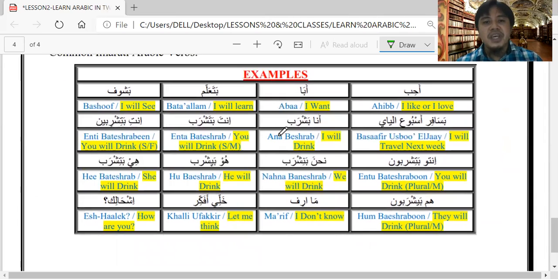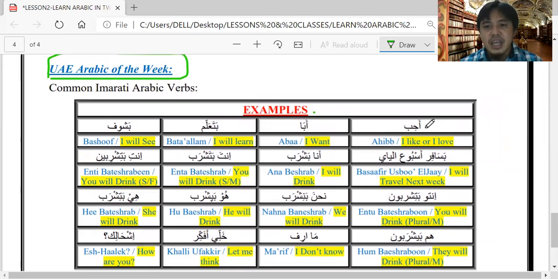Listen very carefully to the pronunciation of each of the Emirati Arabic. So here are the examples. Number one is أحب. أحب means I like or I love. أحب أتكلم باللغة العربية. Like for example, I want or I like to speak Arabic.